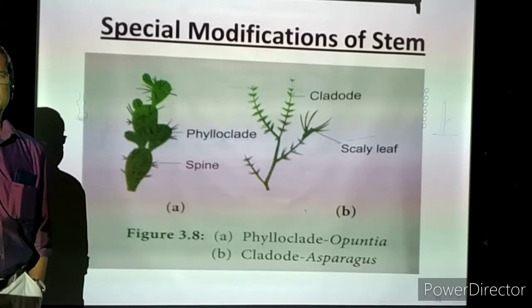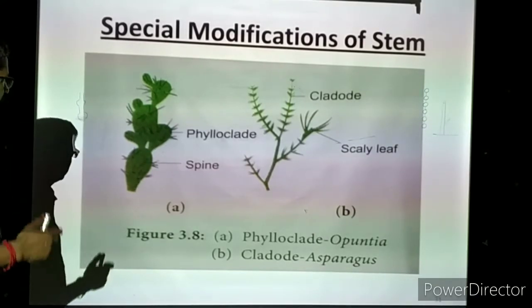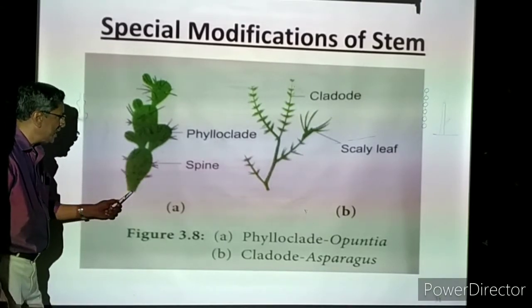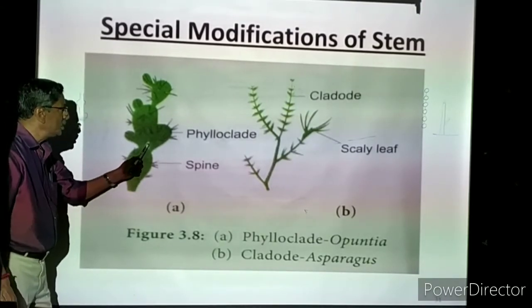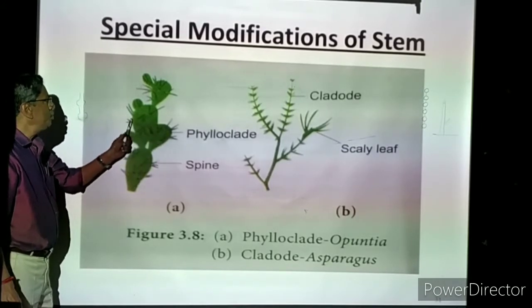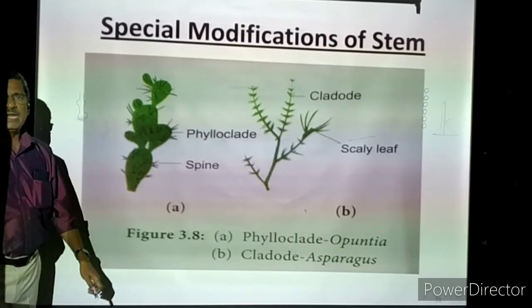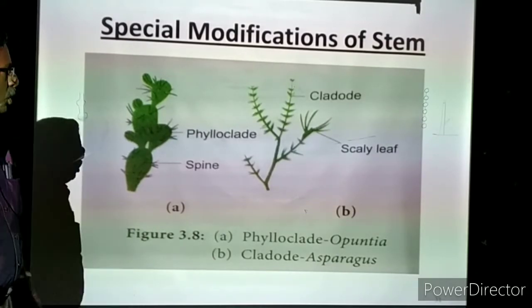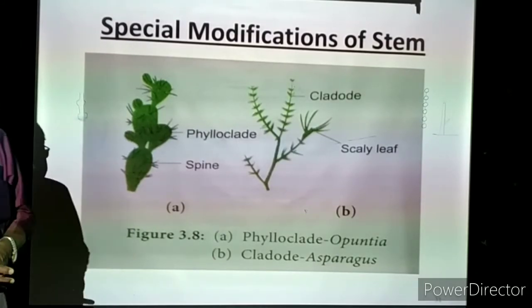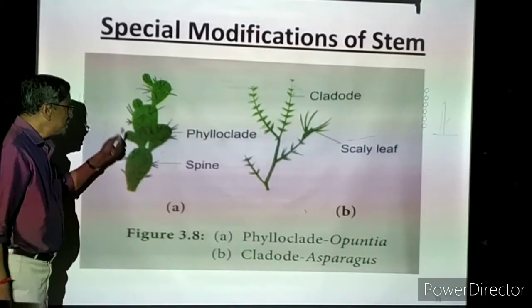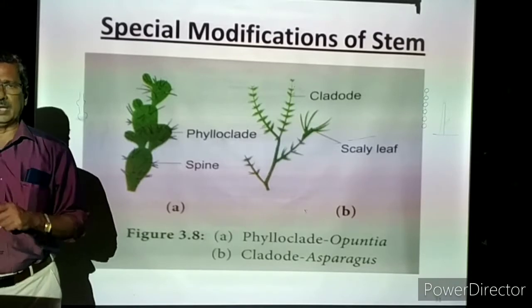Normally stem means it will be cylindrical. But here the stem is modified into a green and flattened structure. This is the node, internode. Like that many divisions are there, but everywhere the stem is green and flattened. Now normally the leaves will be green, provided with the chlorophyll. But in this plant, the stem is provided with the chlorophyll.